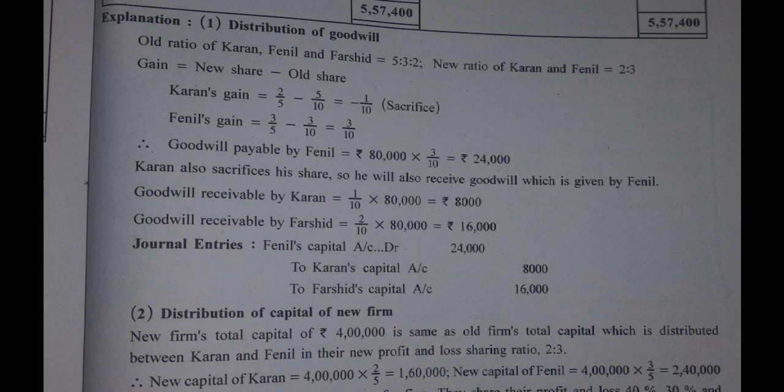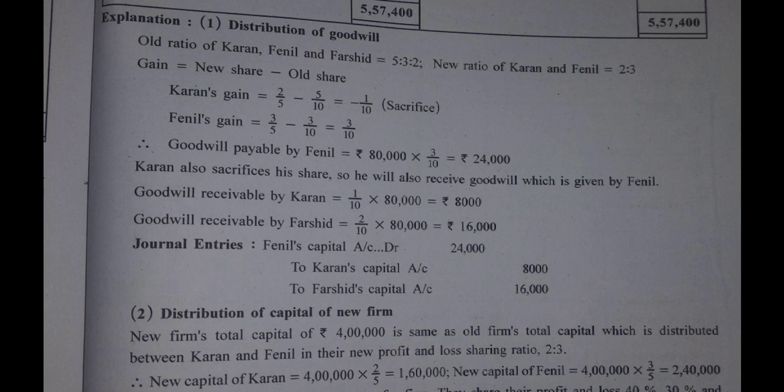Alright, we are doing the adjustment. They say the total capital should be 4 lakh as per the old form, similar to the old form, and it should be in new ratio. Now there are only 2 partners and the capital should be 4 lakh. So 4 lakh will be distributed in new ratio. What is the new ratio? It is 2:3.